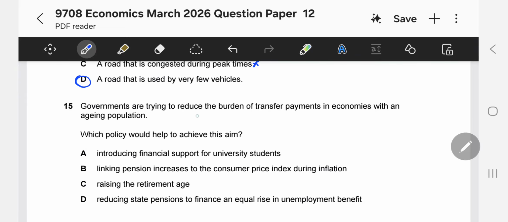Question 15. Governments are trying to reduce the burden of transfer payments in economies with an aging population. Which policy would help achieve this? So the government wants to pay less in transfer payments. Introducing financial support for university students: this one probably not. Linking pension increases to consumer prices: this one they will pay more. Raising the retirement age: if they raise the retirement age, it means they pay less pension, so this one is most likely true. Reducing the state pension to finance an equal rise in unemployment benefit: no, that one also not. I'm going to go with C there.